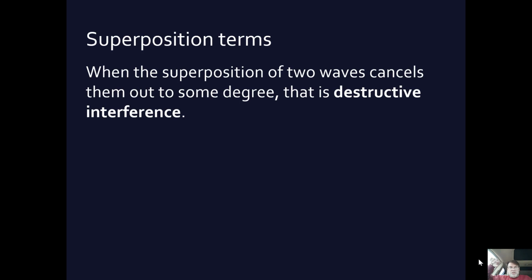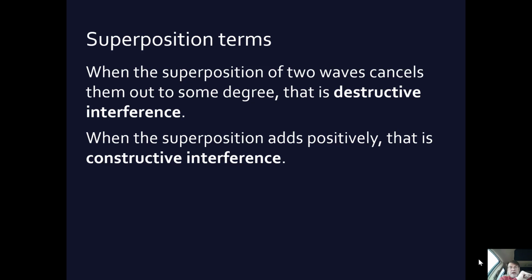So let's talk about some terms we use when talking about superposition. When the superposition of two waves cancels each other out, whether entirely, as at a node, or to some degree, that's called destructive interference. That's the wave going and the wave returning canceling. But when the two waves add, the going and coming, that's called constructive interference. So destructive is when the two waves cancel each other to some extent, and constructive is when they add to each other to some extent.